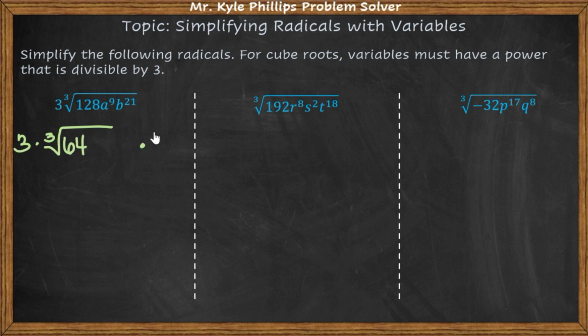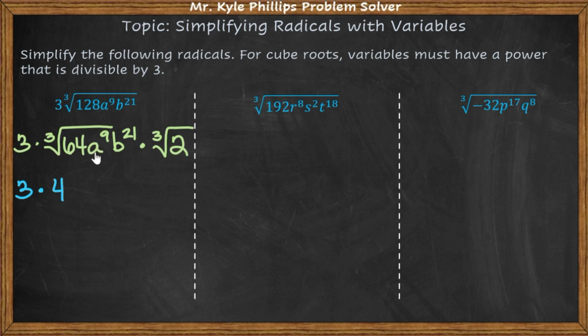And then I will have my cube root over here, and then the 128 divided by 64 is 2. 9 is divisible by 3, and so is 21. So here, we'll just rewrite them under this radical. So I have a to the 9th, b to the power of 21. So when I simplify, I'll bring down the 3 again, times the cube root of 64 is 4.